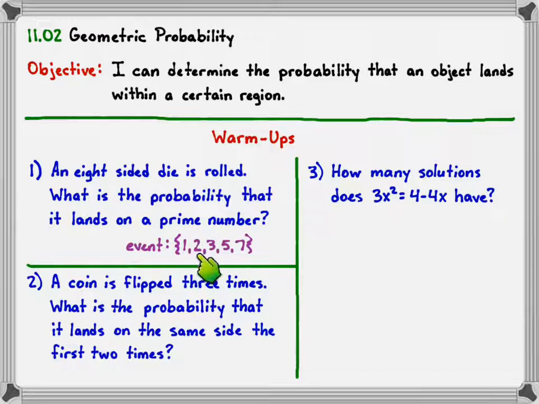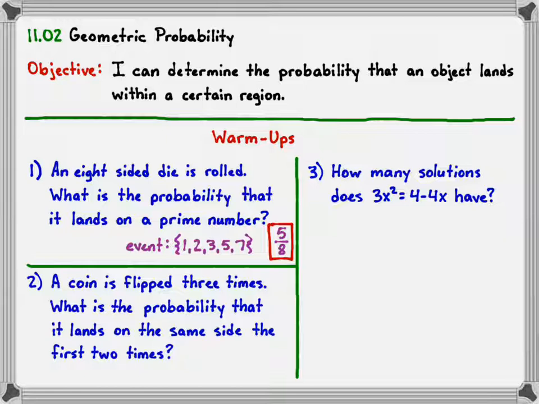So hopefully some of you guys got the 2. Don't think that prime numbers must be odd. 2 is only divisible by 1 and itself. So that is our event space. There are 5 things within our event space, so we have 5 different options for our event to take place. Our sample space is all the possible outcomes. So there are obviously 8 possible outcomes, so our probability is 5/8.